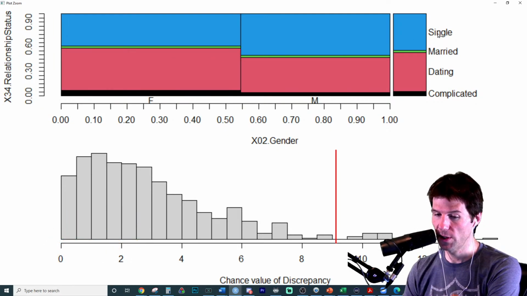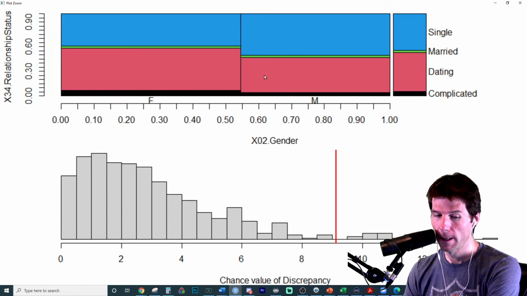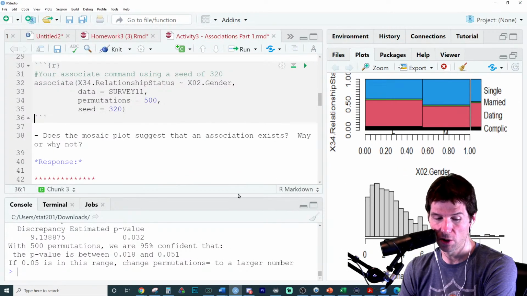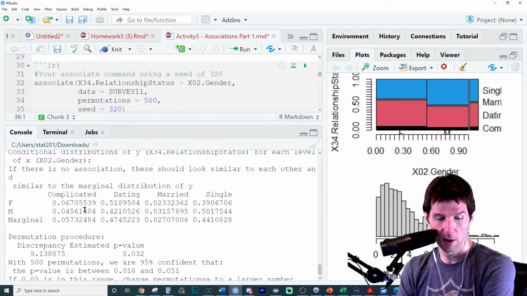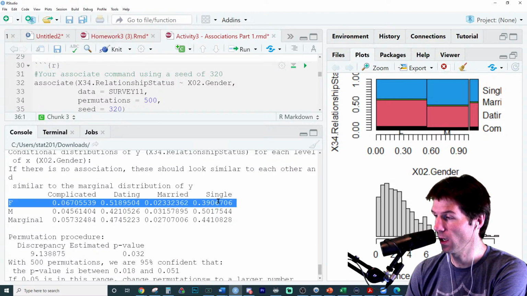But when you look right here, single is higher for males. Over half of males are single, but a little less than half of females are single. Dating is a little bit higher, and complicated is a little bit higher for females. We could go look at the marginal, the conditional distributions. Here's the conditional. Given someone is male, the probability they are single is 50%, compared to given someone is female, the probability they are single is 39%.